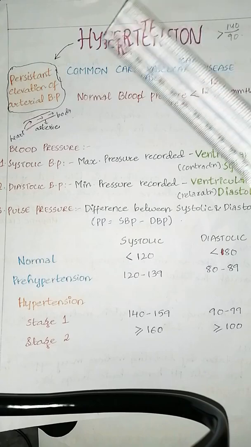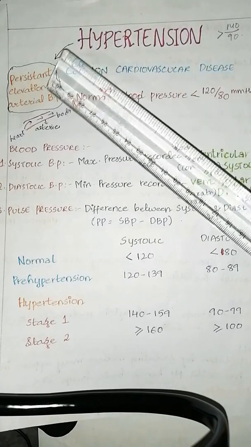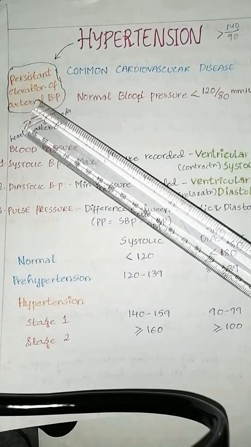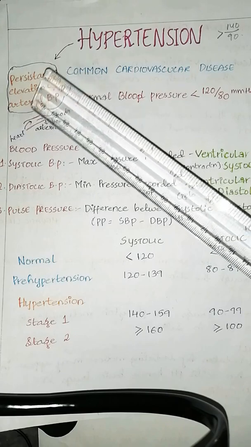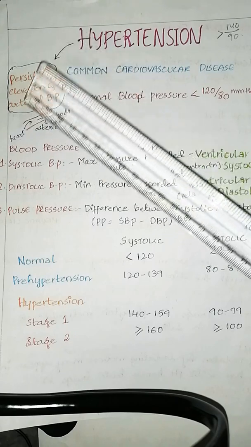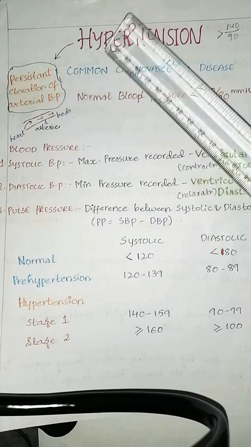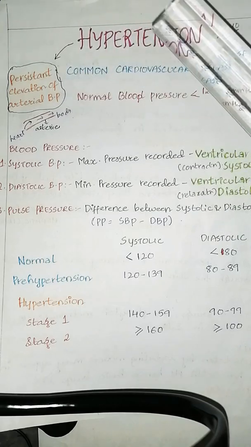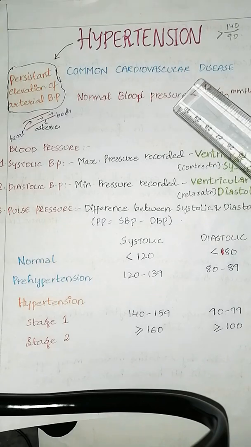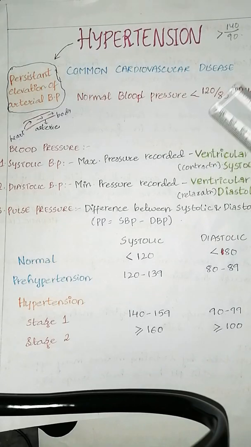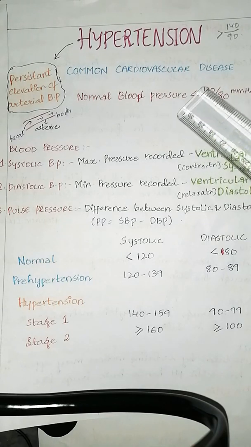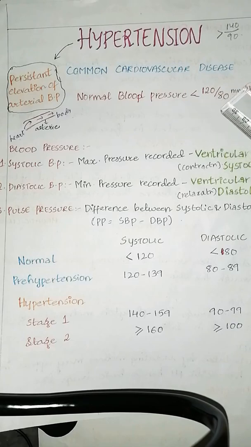High blood pressure means high pressure is exerted on the walls of the arteries which carry the blood from the heart to the body. We call it hypertension. Normal blood pressure should be less than 120 by 80 mmHg.